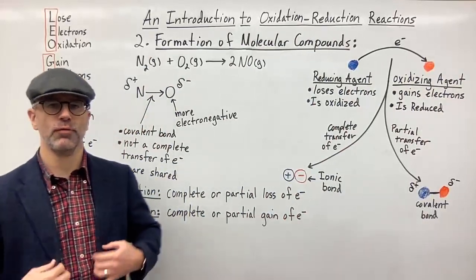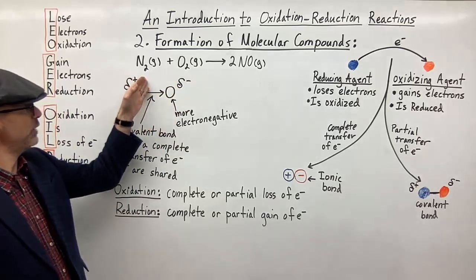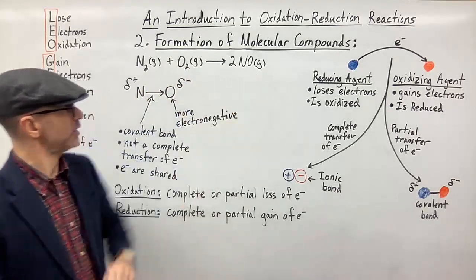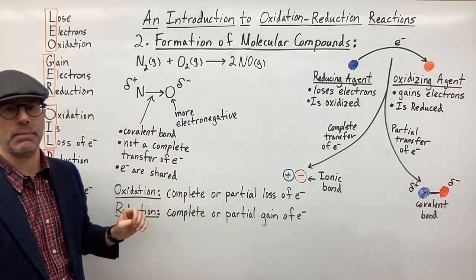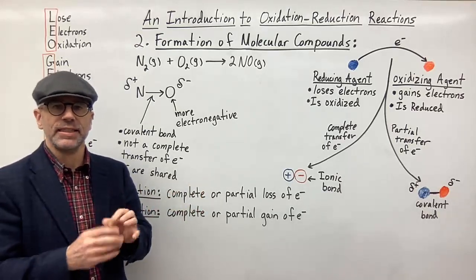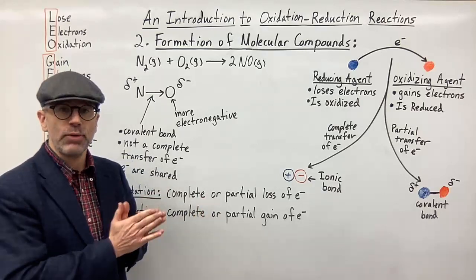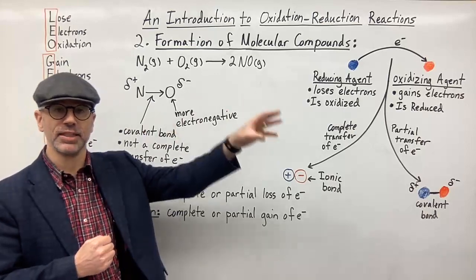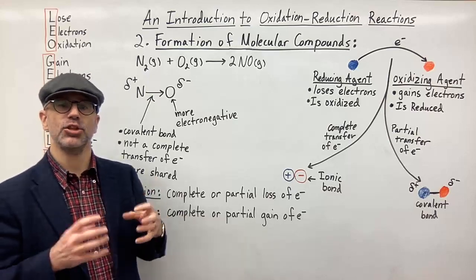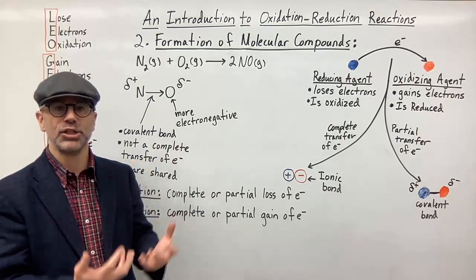Okay, let's go over the formation of molecular compounds now. So here's an example. We have N2 gas reacting with oxygen gas to form NO gas. And so here we don't have a metal and a nonmetal, we have two nonmetals. And here it's a little bit different in the sense that we don't have a complete transfer of electrons from one thing to the other. When we had a metal and a nonmetal, the metal gave its electrons away, the nonmetal took the electrons, so you had a complete transfer. In this case, since you have two nonmetals that both want electrons, they're going to have to share.